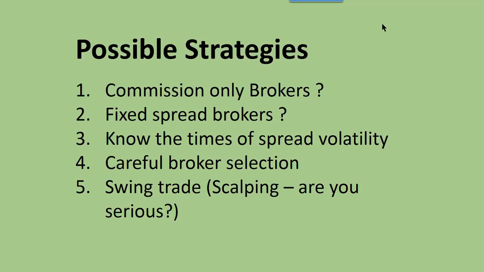Then you can look for fixed spread brokers. I've got question marks behind them because you can look for them and see if you can find them. And if you find them, you've got more certainty. They'll charge you a little bit more, but you've got the level of certainty. You need to know the times when the spread volatility is about to happen. Some of them are predictable, like weekends and announcements, but some, like Trump standing up and saying I'm going to increase the China tariffs, are not that predictable. But here's the big one.